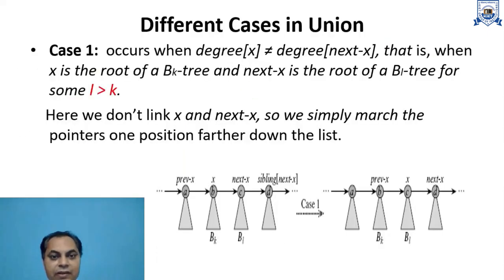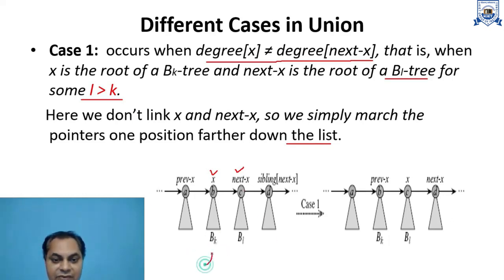Case 1 occurs when degree of x is not equal to degree of next of x. That is, when x is the root of a Bk tree, and next x is the root of a Bl tree, for some l greater than k. Here we don't link x and next x, so we simply march the pointers one position further down the list. This is x and this is next of x, and as we have a sorted root list, the value of l is greater than k, so we move forward.